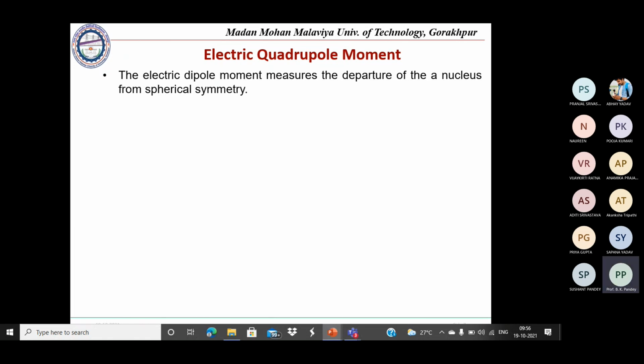The electric quadrupole moment measures the departure of the nucleus from the spherical symmetry. What I have already discussed is that in some cases it is not strictly followed that the nucleus has its spherical shape. It may have its departure from the spherical shape.